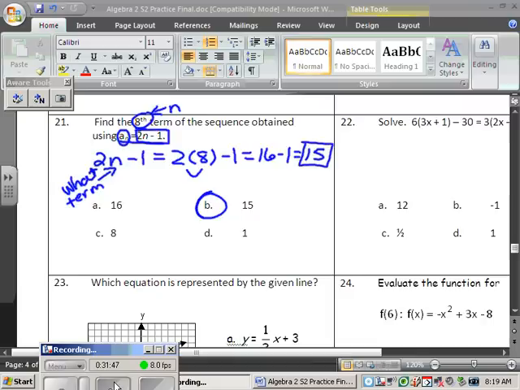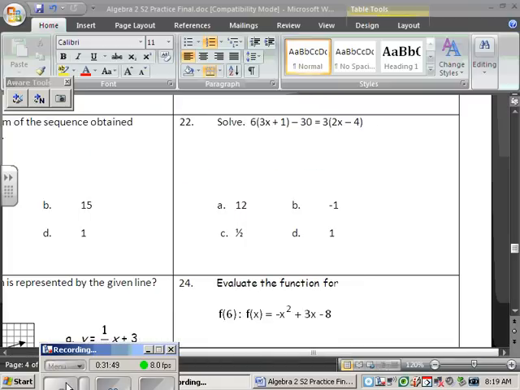Okay, number 22. These last 3 problems are problems that are review from first semester. So it's basically to make sure that you're still carrying over the knowledge from the important things that you learned in the first semester. So if you look at this, we're solving this, it's just a linear equation. There's no x squared in it. It's just a regular equation. So remember when you see the parentheses to distribute, that means multiply. So you would have 18x plus 6. Then you'll drop down the minus 30. So that's the left side. Then you'd have 6x minus 12 on the right side.